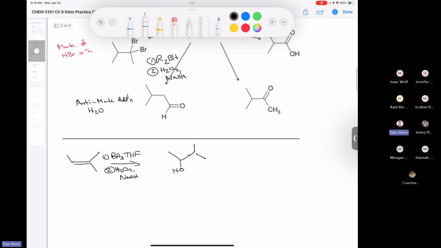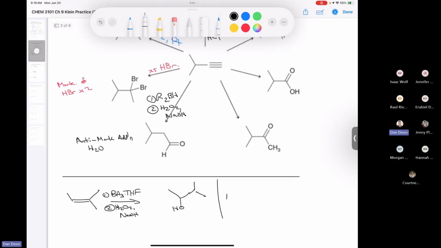And I also told you that sometimes in the ACS or the DAT or MCAT, they do this thing where instead of writing R2BH, they'll put the boron and the hydrogen like this, and then they'll say, well, it's part of some big bicyclic ring. So this is kind of their shorthand for a bicyclic ring like 9-BBN.